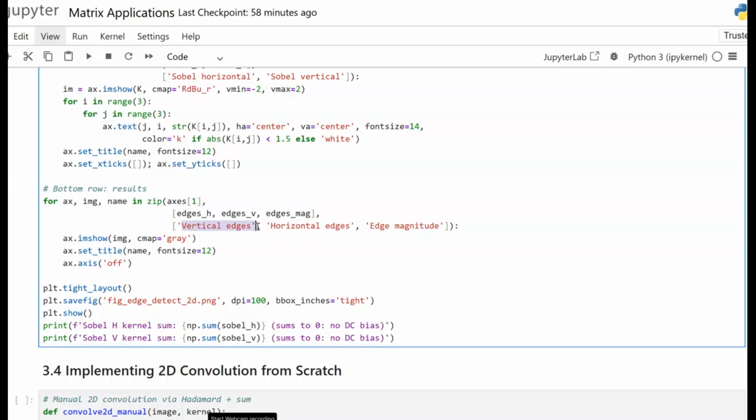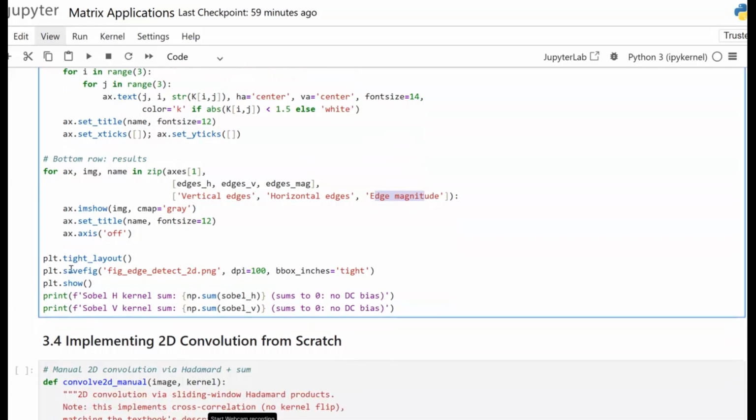Vertical edges just highlight boundaries where intensity changes horizontally. And horizontal edges, of course, detect the top and bottom edges of the shapes. And last but not least, the edge magnitude combines both into a fully edged map. Let me just visualize it.